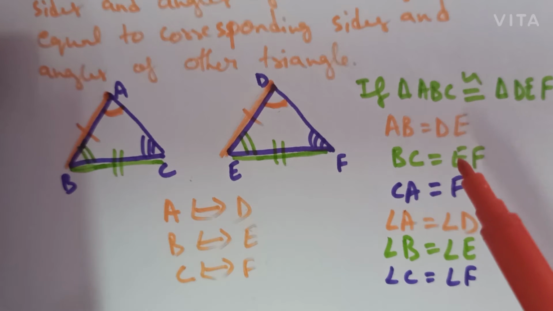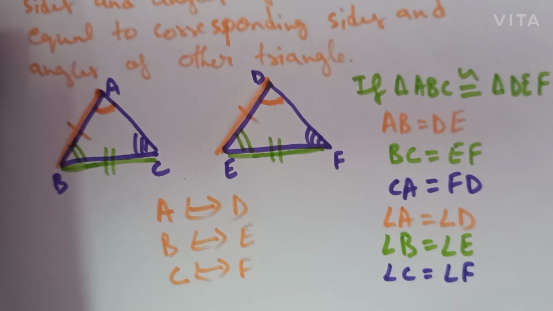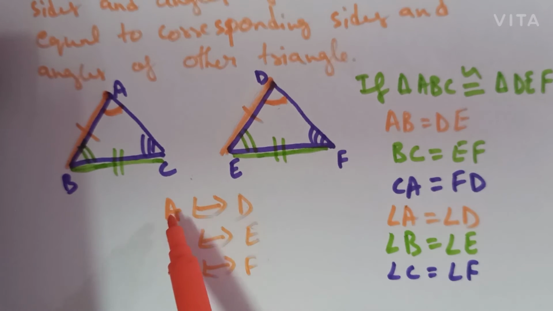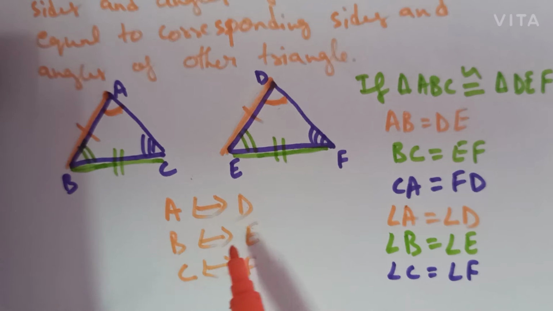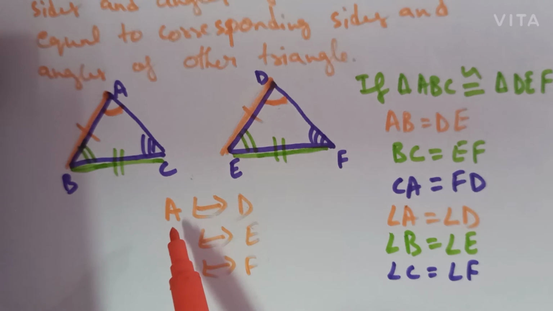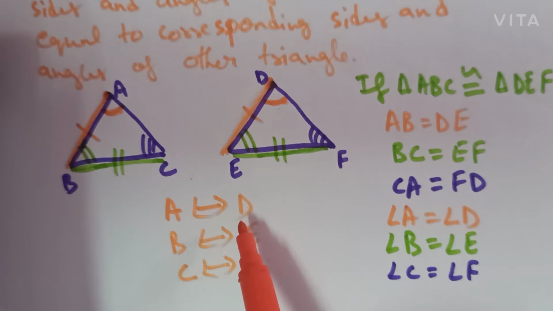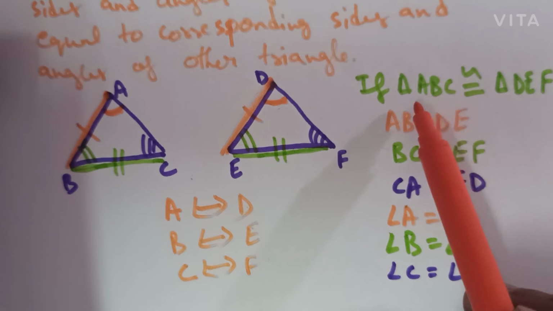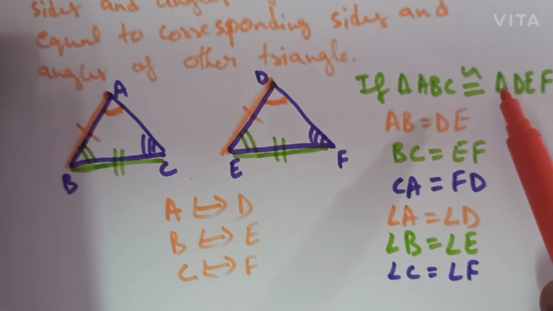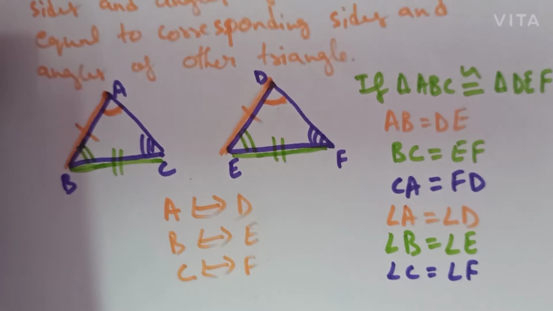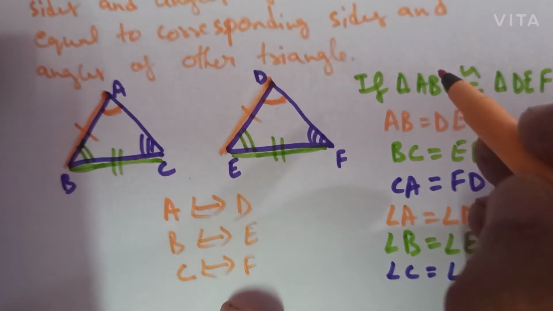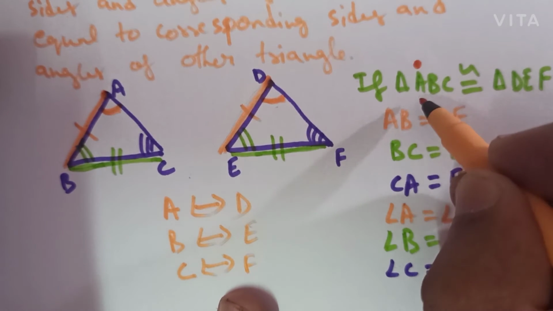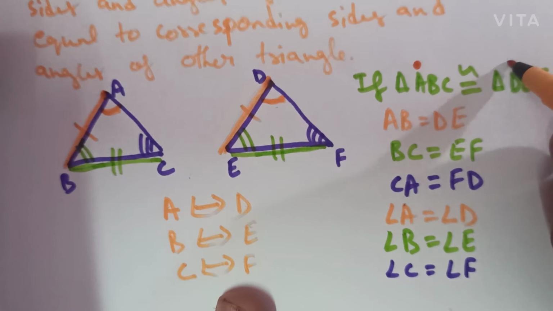But when we are proving the congruency of two triangles, one thing we have to keep in mind is that the corresponding vertices should match over each other. Like here, if I say vertex A matches with vertex D, vertex B matches with vertex E, vertex C matches with vertex F. So if we check in this statement, triangle ABC congruent with triangle DEF, we can see here that vertex A, this is the first vertex here, is matching with vertex D.